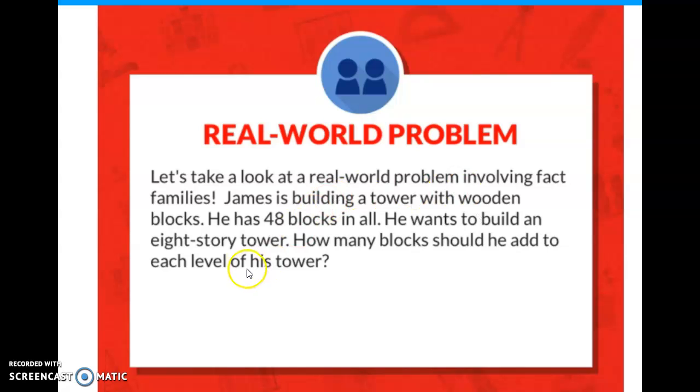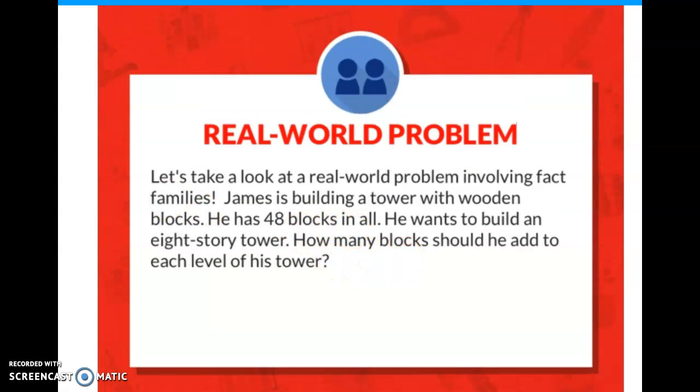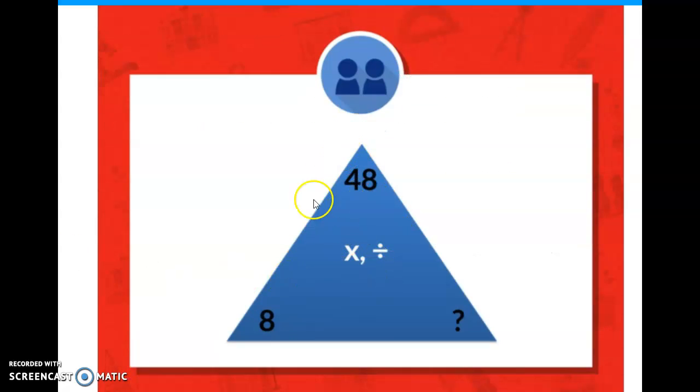Well, what other factor do we have that's already been given to us? He has 48 blocks in all. He wants to build an 8-story tower. How many blocks should he add to each level of his tower? 8 is the other factor, okay? So let's look here. 48 is how many he has in all. This is his total, so this is his product. 8 is a factor. We're missing another factor.